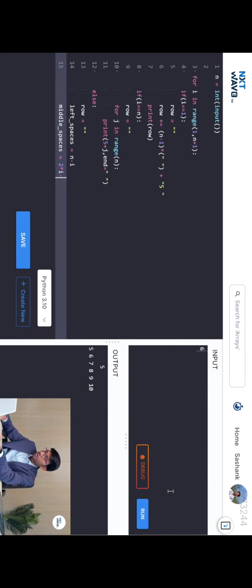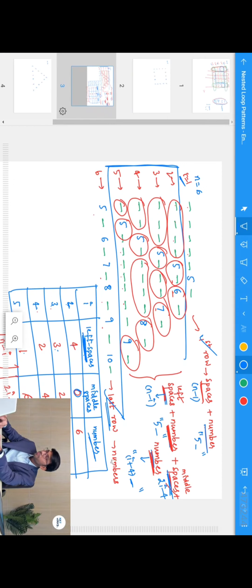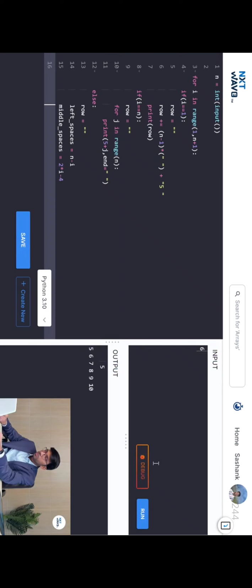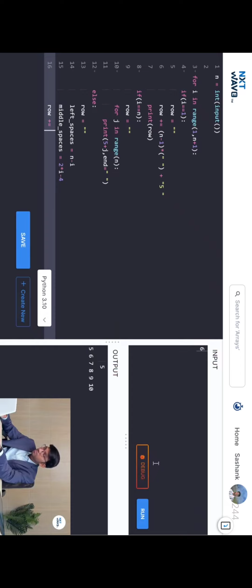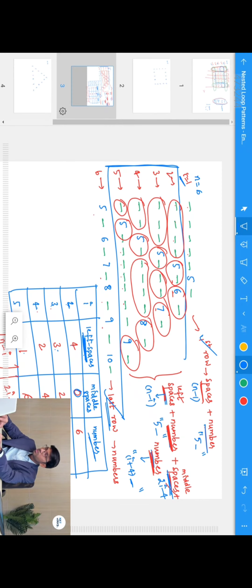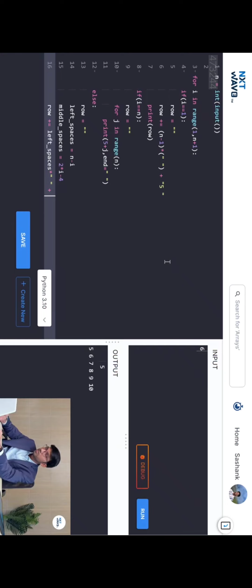Okay. Right. Middle space are also calculated. Next I can just write it. So my row is nothing but row plus equal to left spaces multiplied by, that many spaces, plus, there is a number. What is the number? The number is 5. After the left spaces, is a 5 and a space. So let's add that 5 and a space.